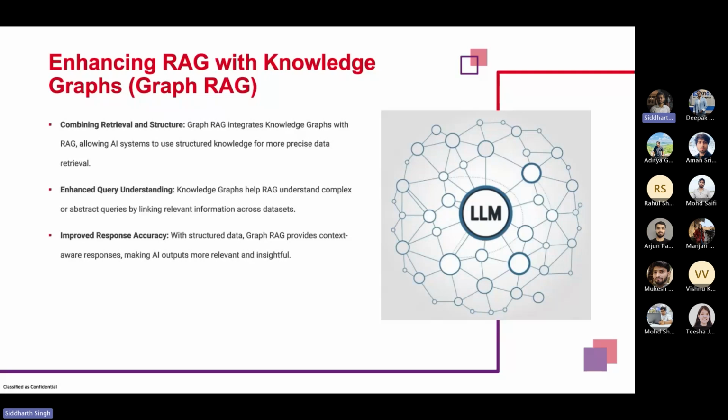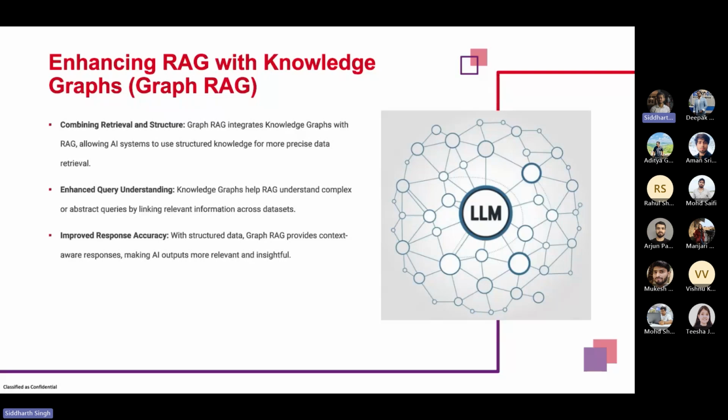Second, knowledge graphs significantly improve how RAG understands queries. They allow the system to connect the dots between various pieces of information, especially for complex or abstract questions. This interconnectedness helps the AI find the most relevant context for the query at hand. Finally, graph RAG enhances the accuracy of responses.